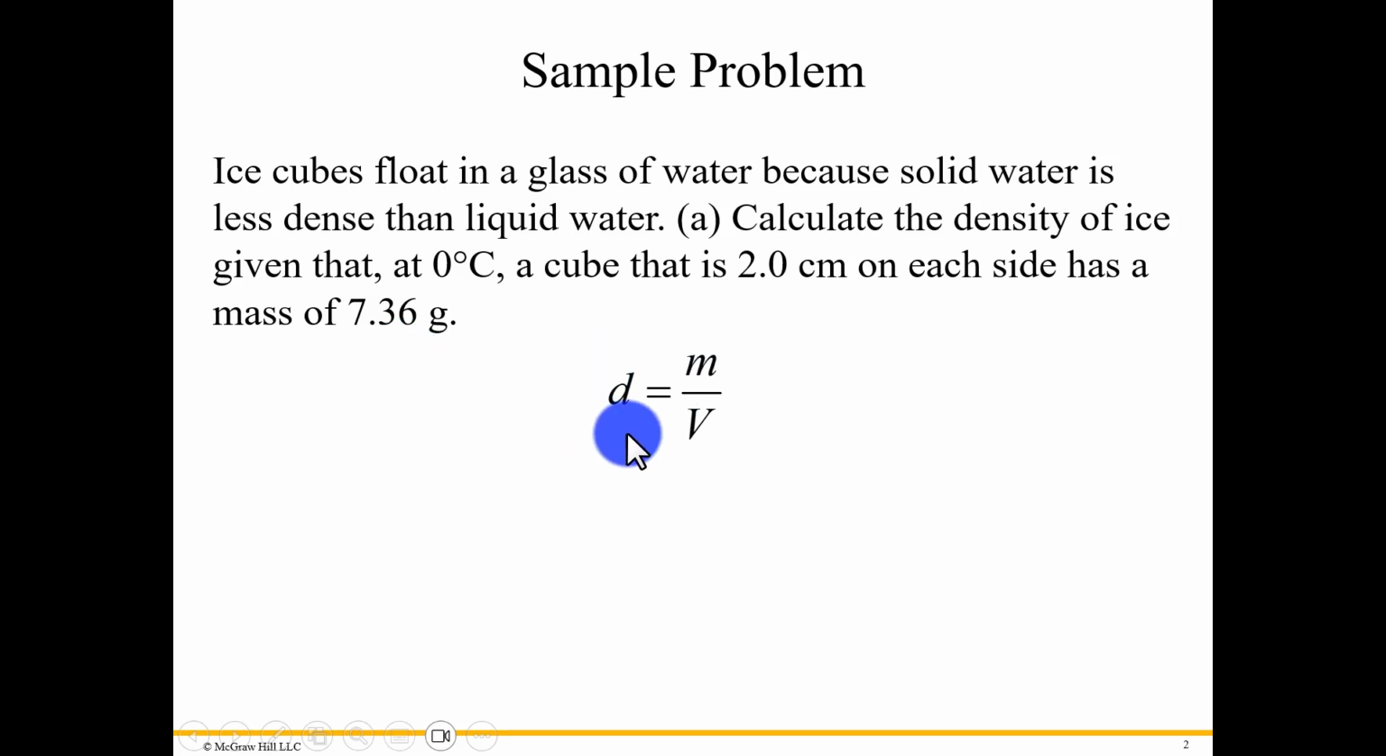Now, here's the formula for density. You first have to calculate what the volume is. Since a cube is a regular object, figure out what the volume of a cube is. Length times height times width, and since they're all the same, it's going to be the same. Then you have a mass of 7.36 grams, so go ahead and solve for density.